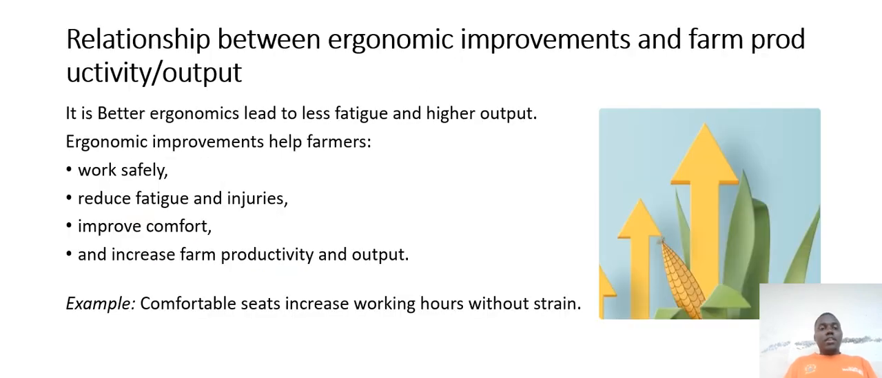Another slide is the relationship between ergonomic improvement and farm productivity. Better ergonomics leads to less fatigue and higher output. Ergonomic improvement helps farmers work safely, reduce fatigue and injuries, improve comfort, and increase farm productivity and output. Example, comfortable seats increase working hours without strain.